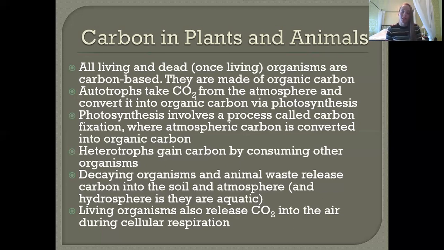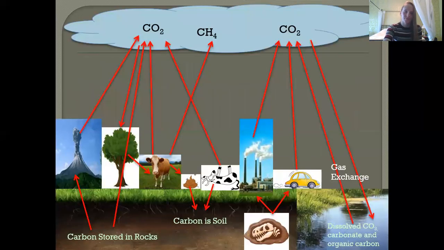And animal waste also releases carbon into both the soil and the atmosphere. Or if we're talking about aquatic plants and animals, it will go into the hydrosphere instead. And then all living organisms also release carbon dioxide into the air during cellular respiration. This is much more of a factor with animals than plants. Okay, so this is an example of a diagram that would represent the carbon cycle.